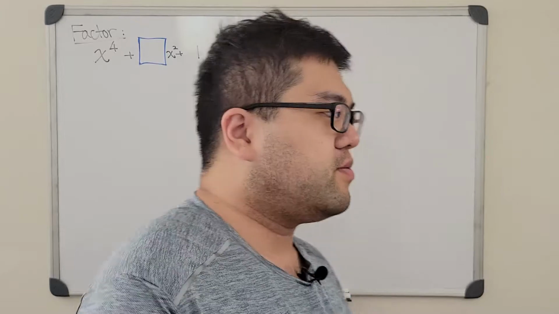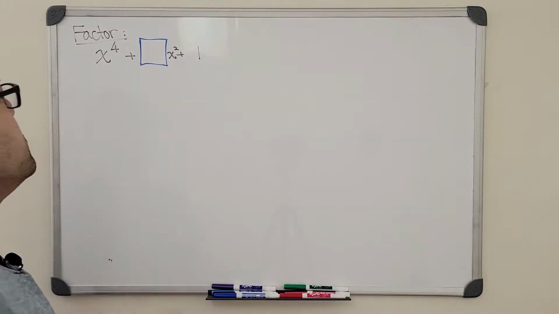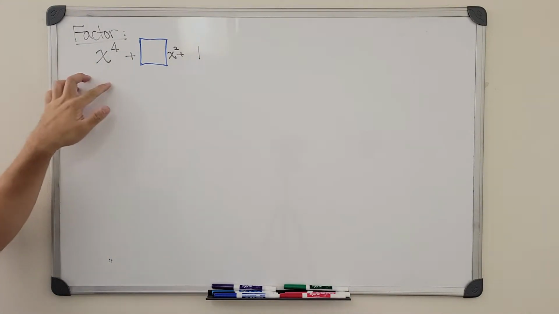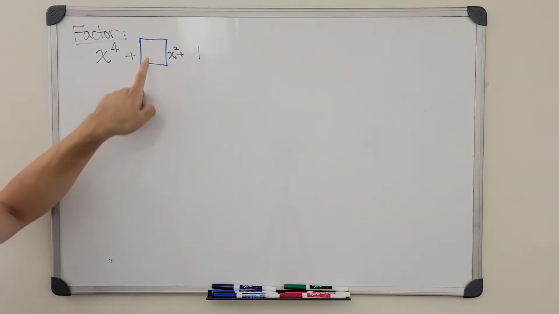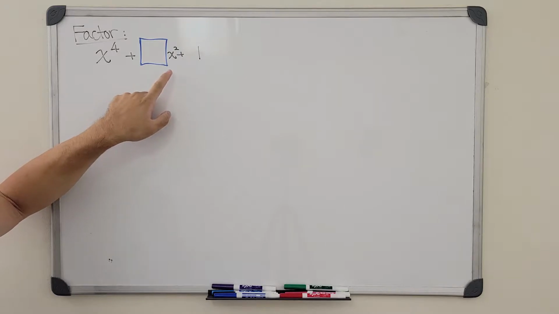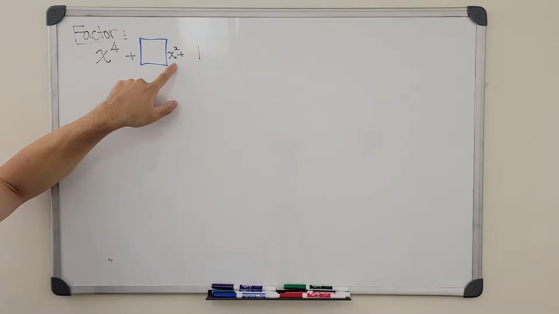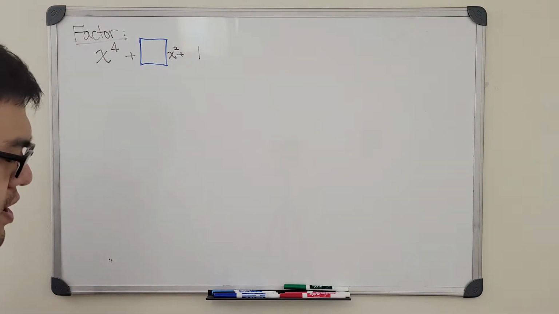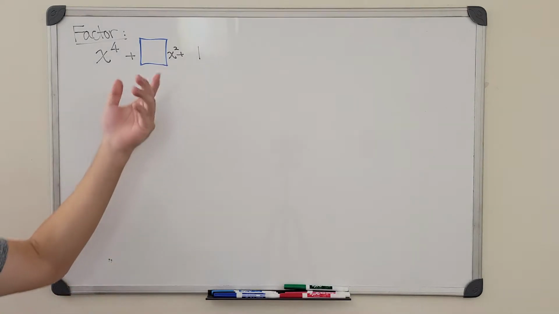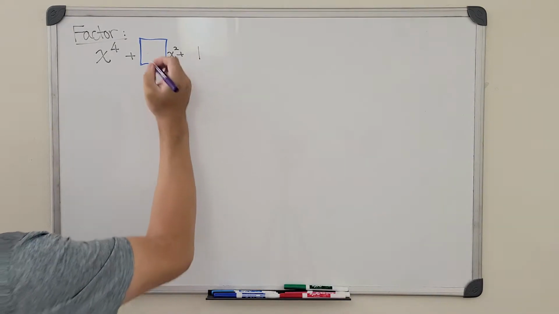Okay, let's do some high school algebra for fun. So we're going to factor the following expression. We have x to the fourth power plus some integer coefficient times x to the second power, or x squared, plus 1. So let's start with something that's very easy. Suppose that the coefficient that we have inside the box is positive 2.